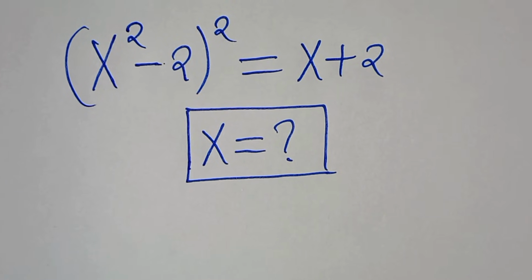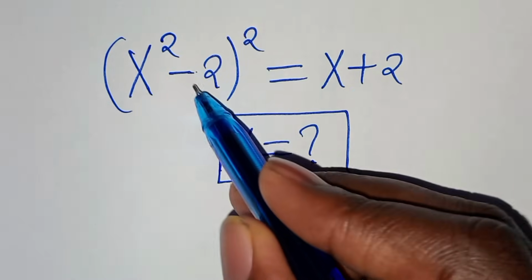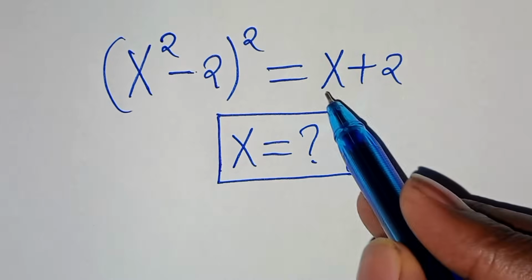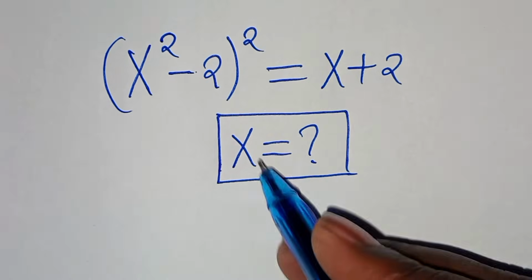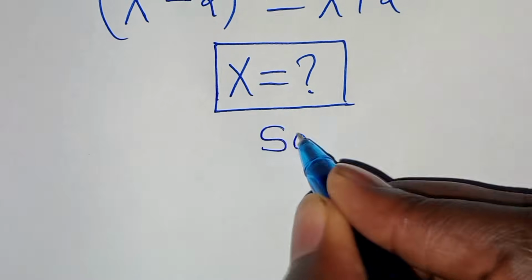Hello everyone, you're welcome to solve this nice algebra problem, which is (x² − 2)² = x + 2. So what are the values of x? Now let's provide a solution from here.